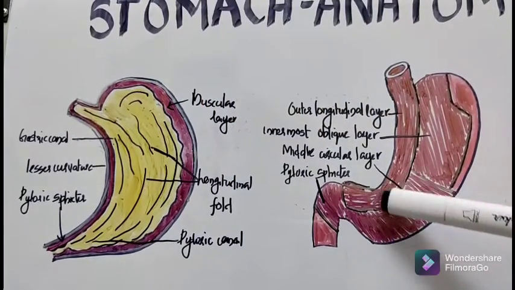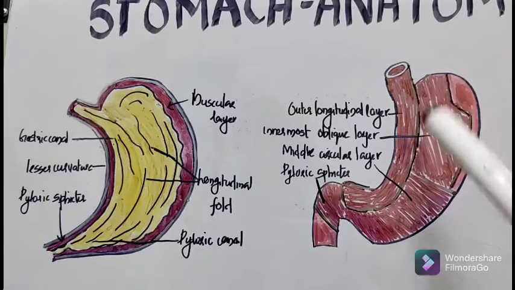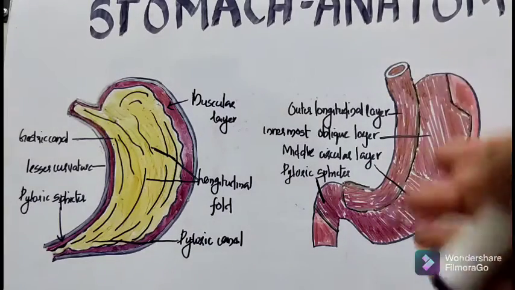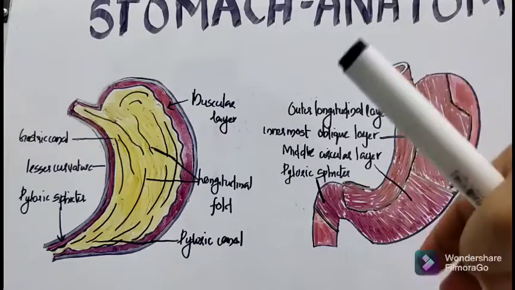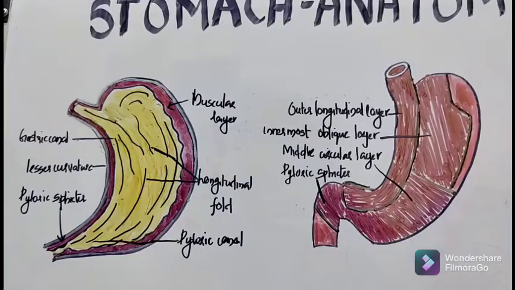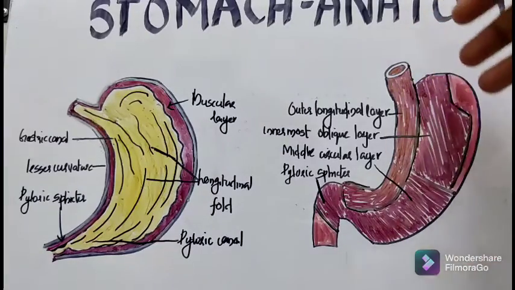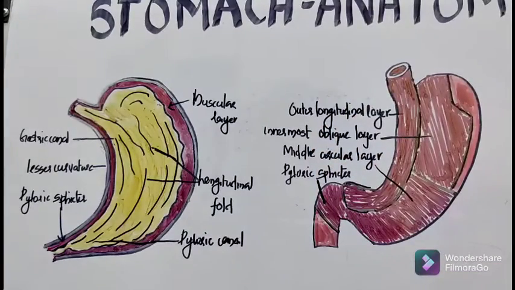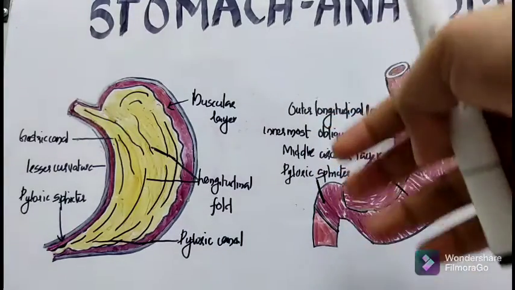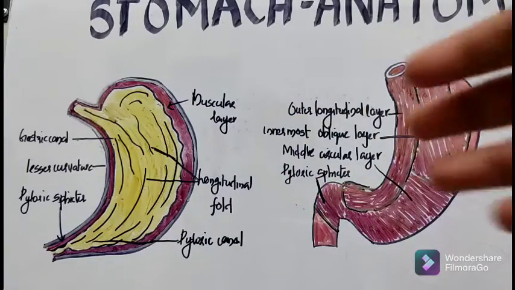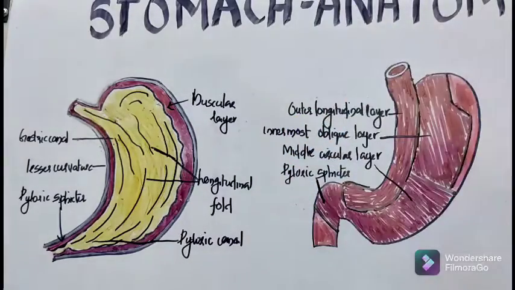Next is the middle layer. It mainly consists of circular muscles, mostly distributed along the body as well as the pyloric part of the stomach. Along the pyloric part it thickens to form the pyloric sphincter.